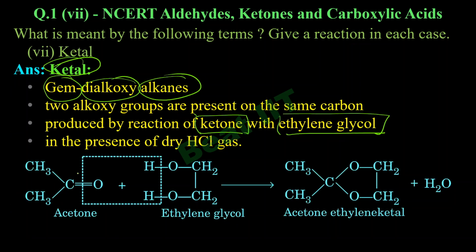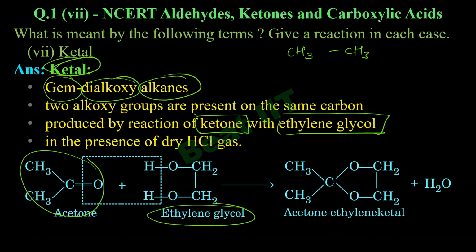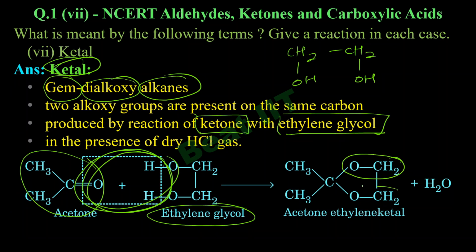So similar to the acetals, here also we have dry HCl gas. This is an example. We have acetone, the ketone here. We get it reacted with ethylene glycol. Ethylene glycol is an ethane, both the carbons have one OH. So hydrogen is replaced. So you get CH2, CH2, one hydrogen is replaced by OH. This is ethylene glycol. So here this water is removed, dehydration takes place, and the rest of the oxygens get attached to the carbon. So as you can see, you have two alkoxy groups on the same carbon. So that's why we are calling it dialkoxy.